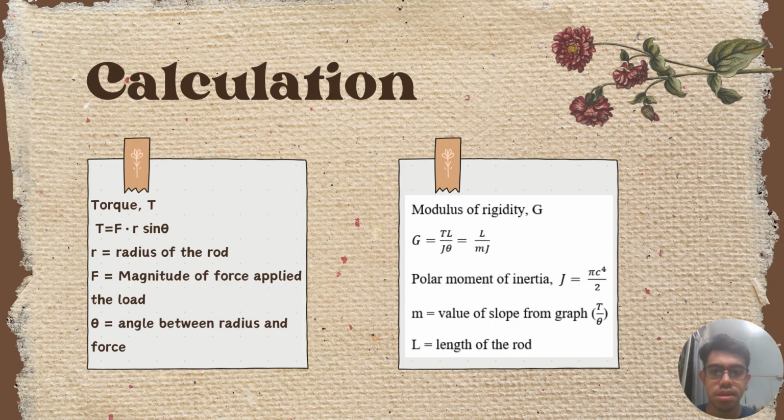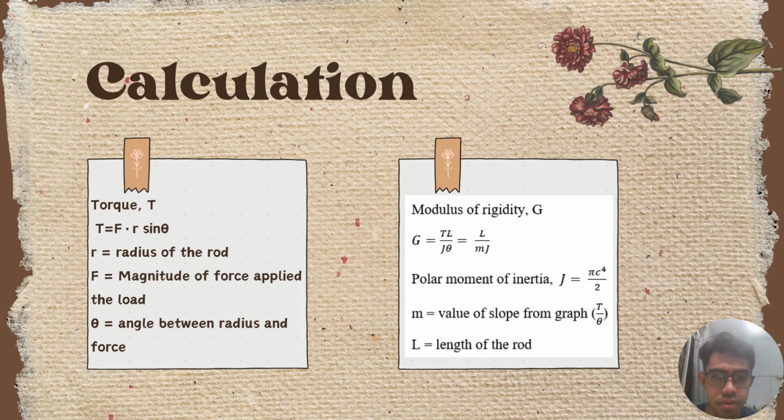Next, this is the formula to calculate torque and modulus of rigidity G. First, torque, the given formula is T equal to F r sine theta, where r equal to radius of the rod, F equal to magnitude of force applied to the load, and theta is angle between radius and force. Then G, modulus of rigidity, G equal to TL over J theta.